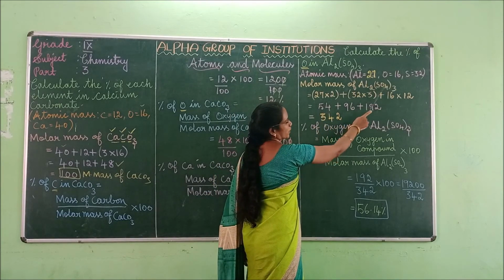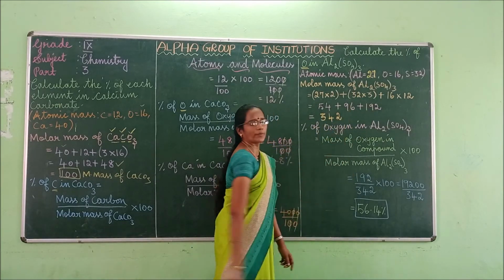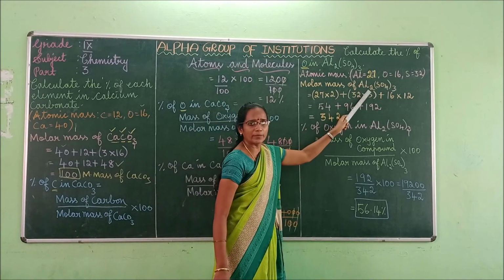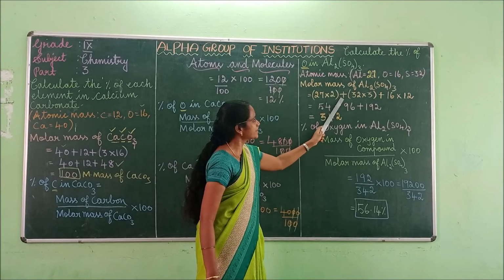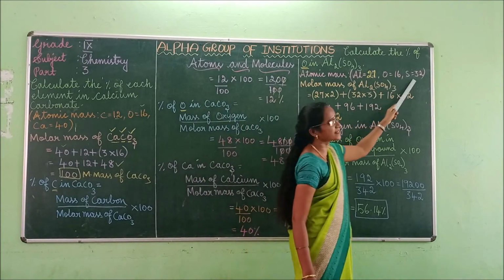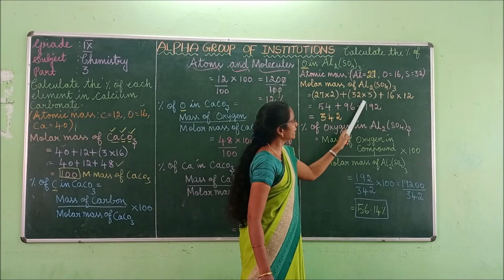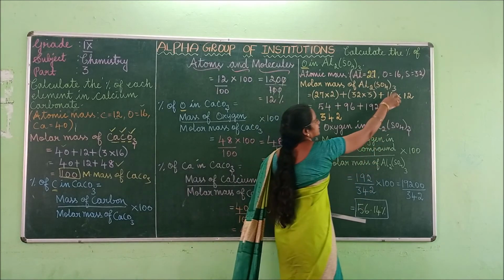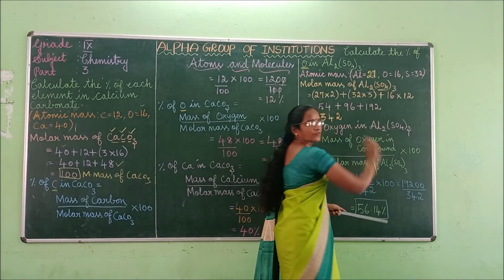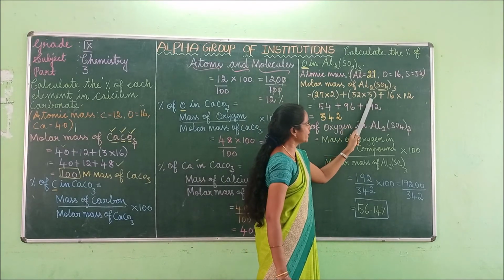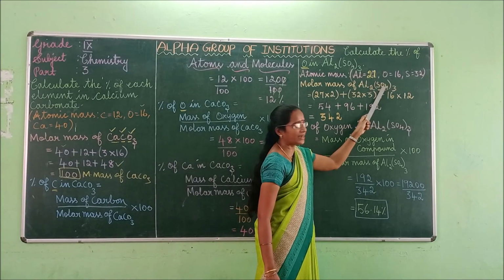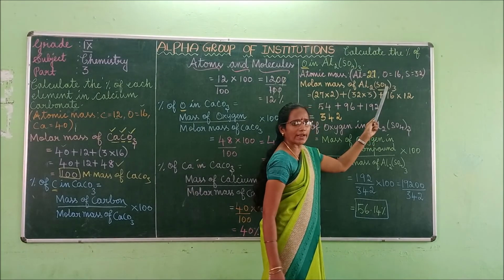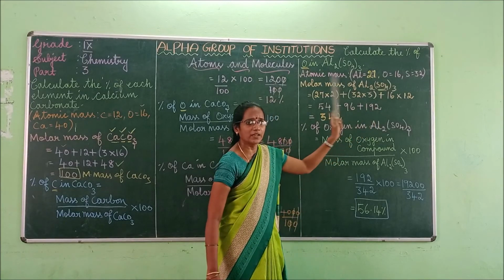Once again I repeat this one. Molar mass of Al2(SO4)3: for aluminium the atomic mass is 27, so 27 into 2 aluminium atoms, plus sulfur, whose atomic mass is 32. So 32 into 3, since SO4 thrice is given, isn't it? This 3 is for all the sulfur as well as oxygen atoms. So 32 into 3, plus oxygen, whose atomic mass is 16. 16 into, here already 4 atoms are given and thrice is given, so you have to multiply by 12.